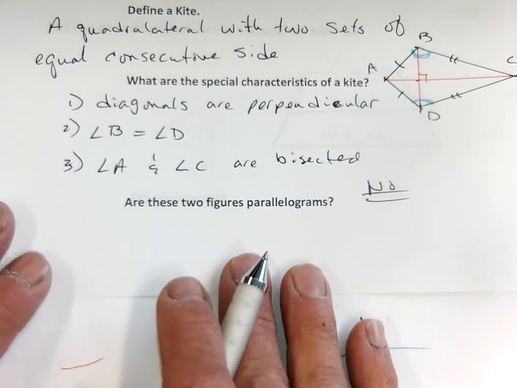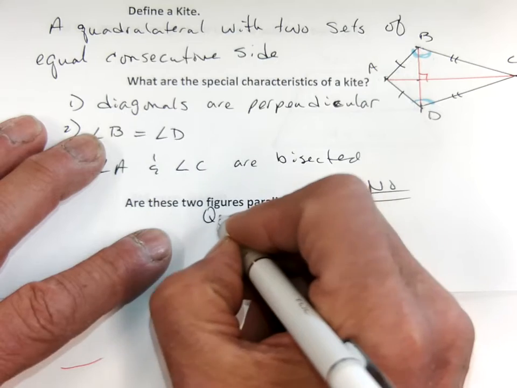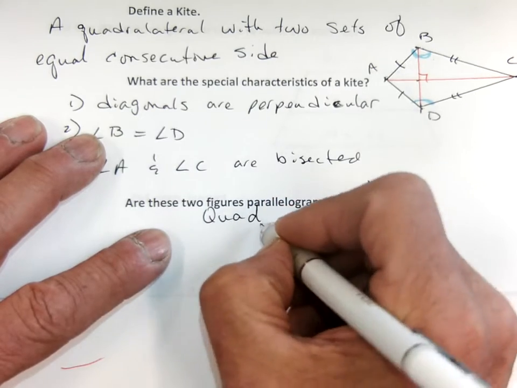So if you look at this family tree, I'm going to give you the family tree. You guys ready for the family tree? The family tree looks like this. You got a quadrilateral, just plain old quadrilateral. The most boring shape of all.